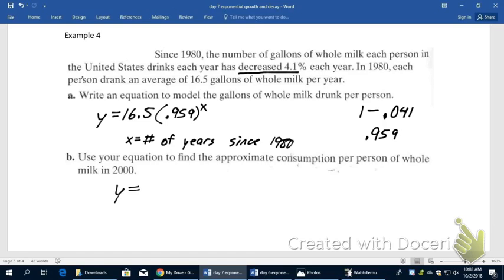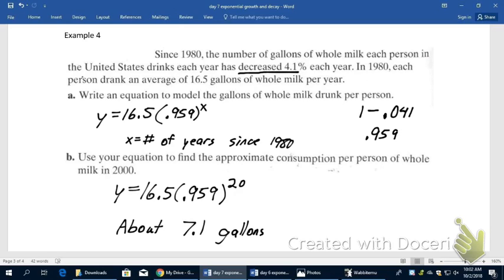Now going on to part B, I'm going to go ahead and apply that to the year 2000. What I'm going to do is have 16.5 times 0.959 being raised by the 20th power, because that's 2000 take away 1980 is 20 years has passed. When I type that in my calculator, I get about 7.1 gallons per person per year. And that's my final answer. Let me know what questions you have. Thank you.